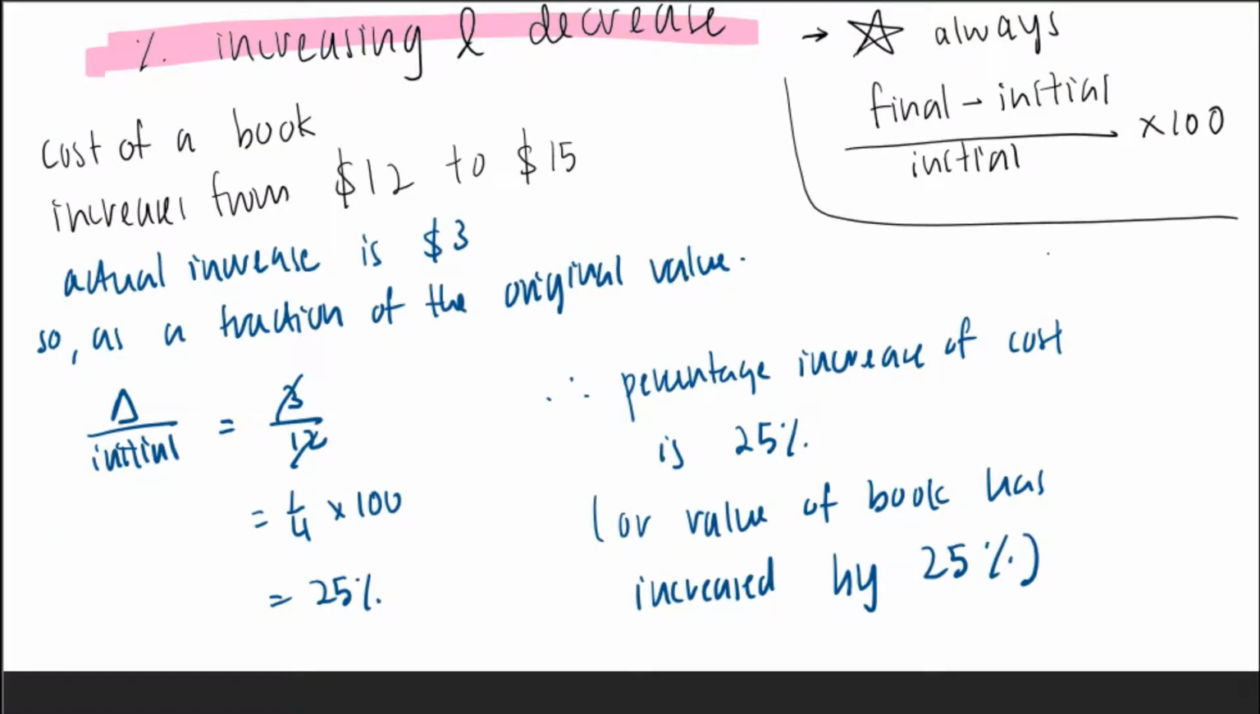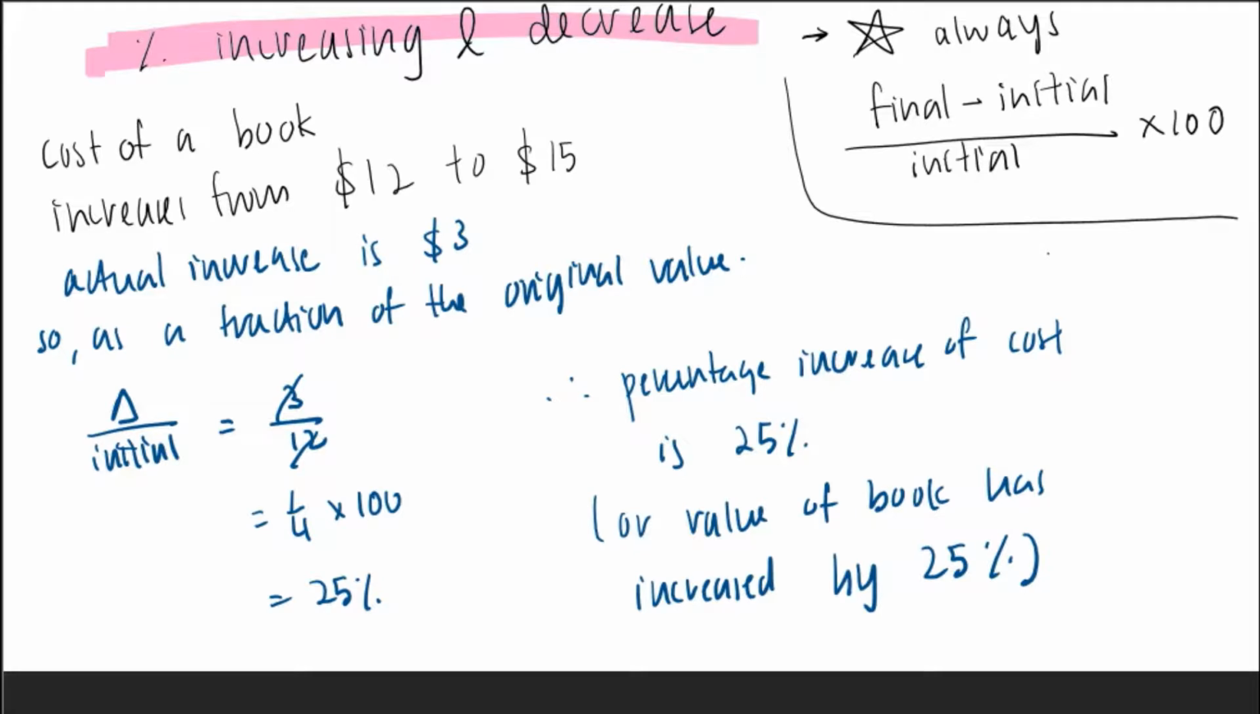Percentage increase and decrease. Sorry, there's a writing mistake here. So always remember the formula: final minus initial over initial times 100. No matter what you do in future chapters as well, it's always final minus initial over initial times 100.